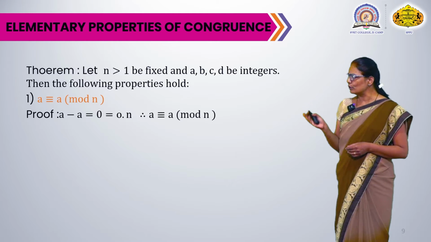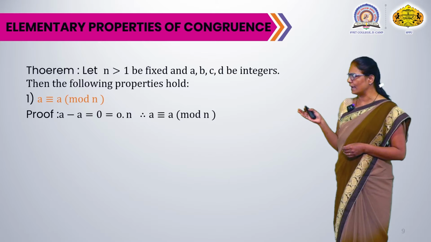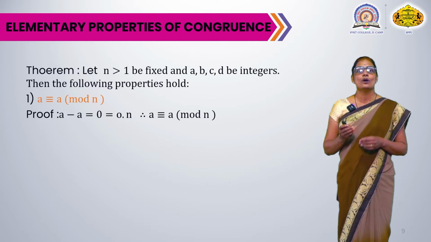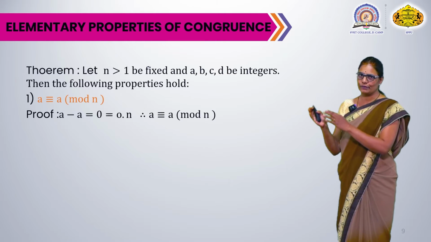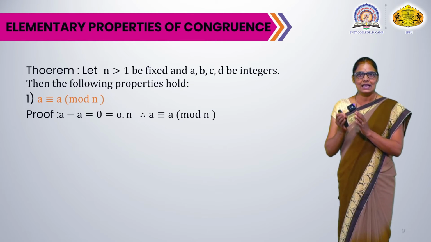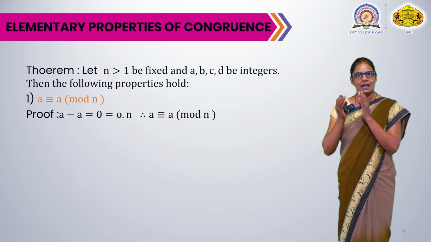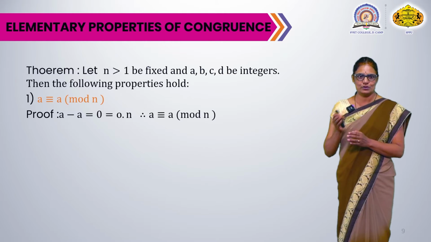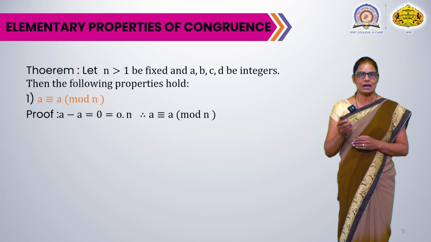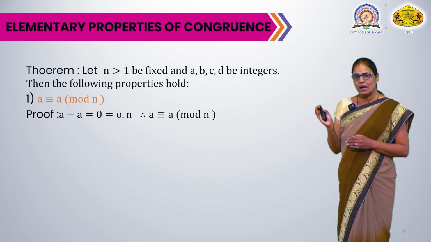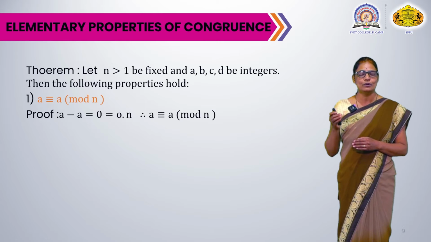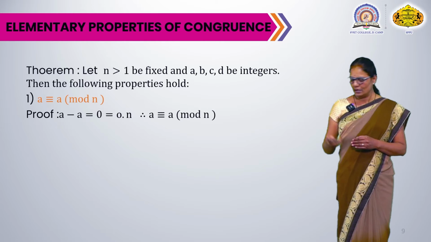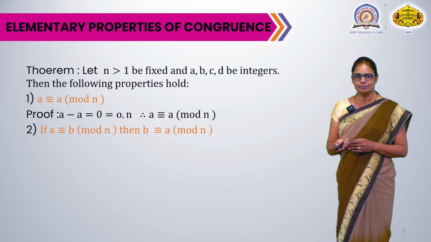Suppose we want to prove that a is congruent to a modulo n. Then we want to show that a minus a is an integral multiple of n, that is, a minus a can be written as some integer times n. So we consider the difference a minus a, which is 0 here, and 0 can be written as 0 times n, and therefore by definition of congruence a is congruent to itself modulo n. Now let us consider the second property.